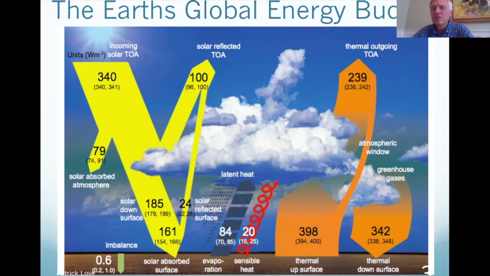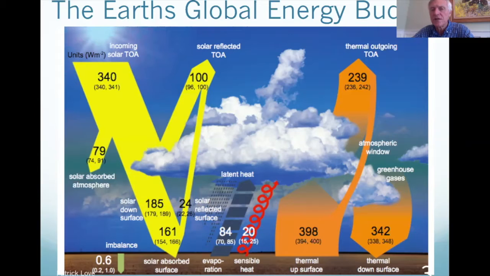And you'll notice that if we stay at the top of the atmosphere and just draw a line in your mind across where it says TOA, top of atmosphere. If you take the 340 and subtract 100, because that's just reflected back into space, what goes down is around 240 and what comes back is around 239, which says that the Earth is pretty much in balance, right? It's only out of balance by a small amount.